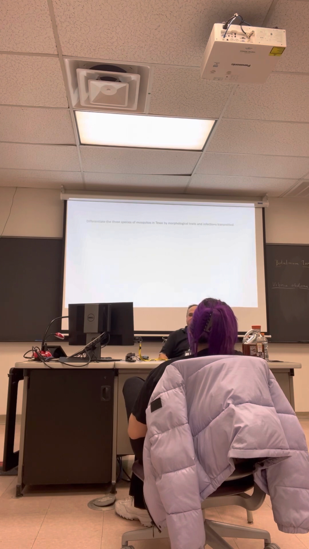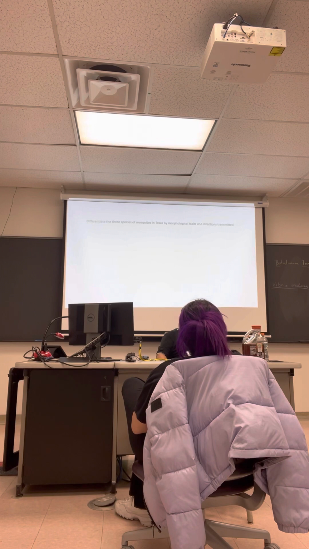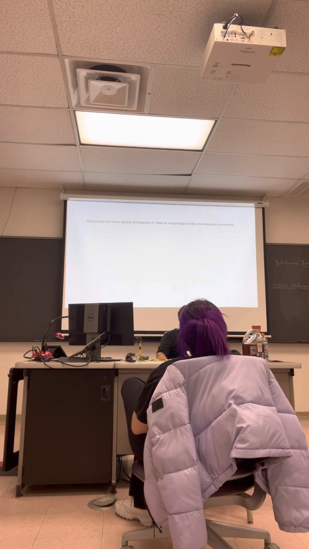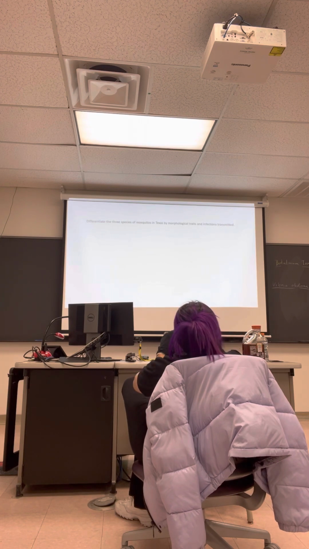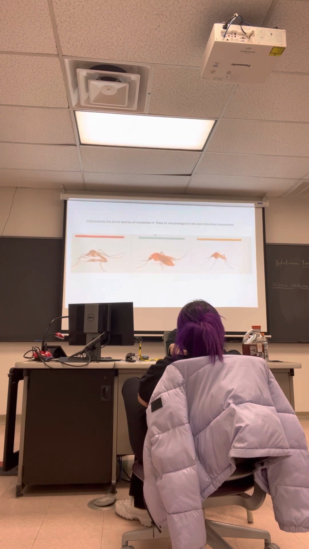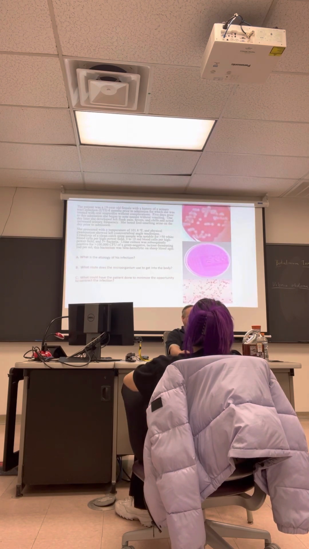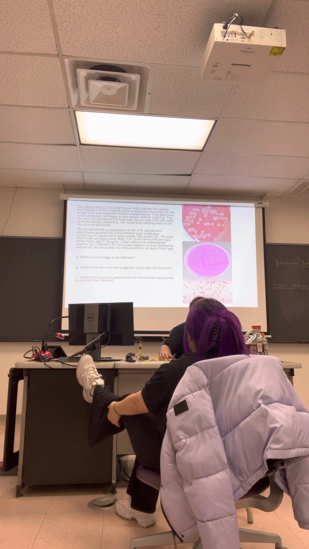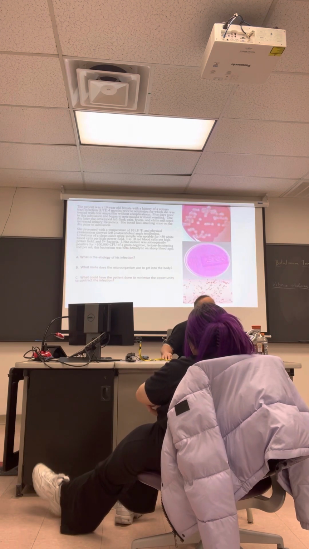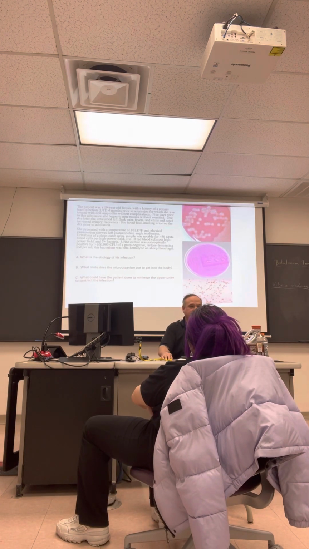Differentiate the three different species of mosquitoes in Texas by morphological traits and infections transmitted. Aedes has stripes on the legs. Okay, good. Next, Anopheles. Culex is skinny, tiny, and Anopheles is larger. Good. And then you're going to have two case studies. This is an example of one. I made this E. coli because everybody knows E. coli. But yours will be one protozoa and one fungus.